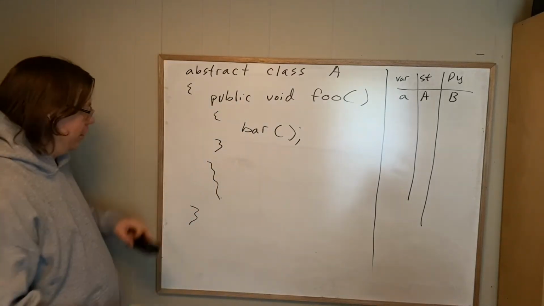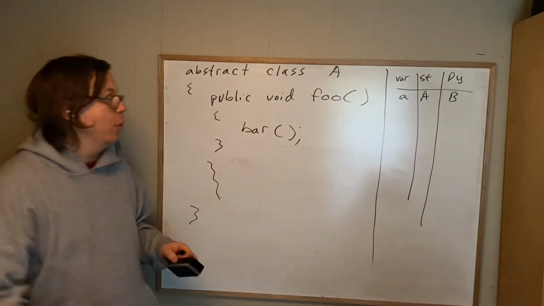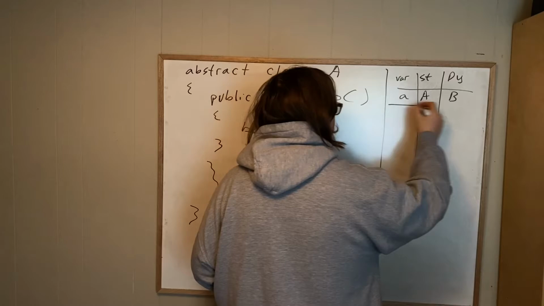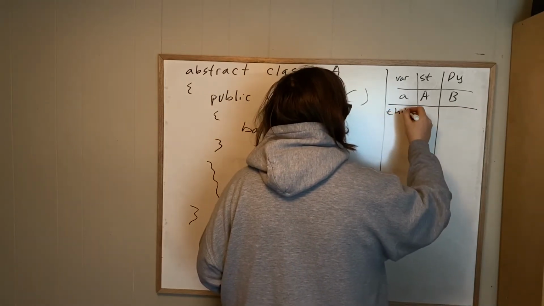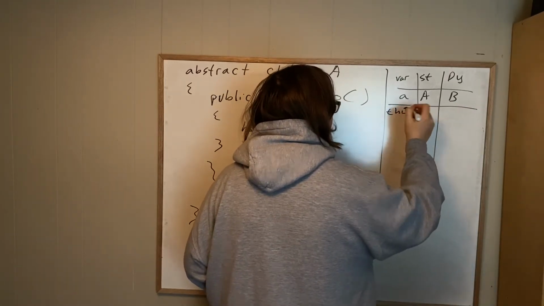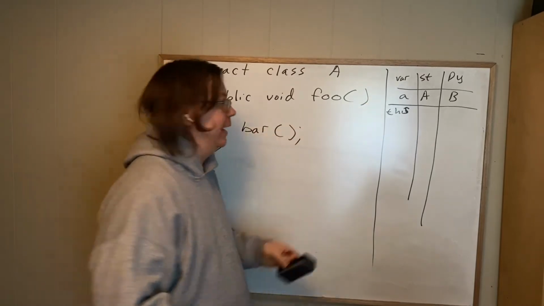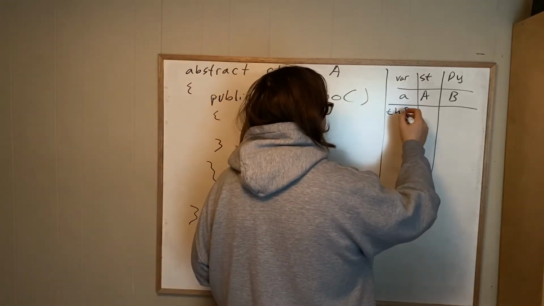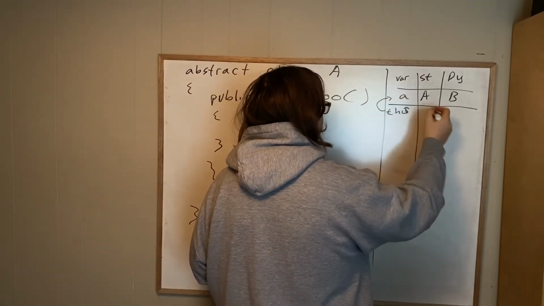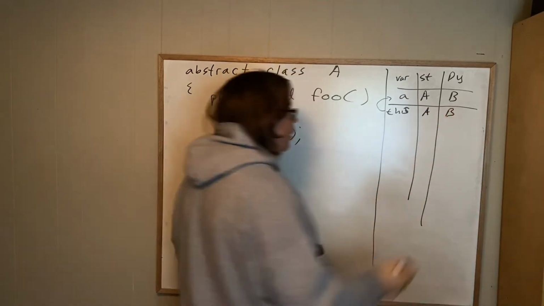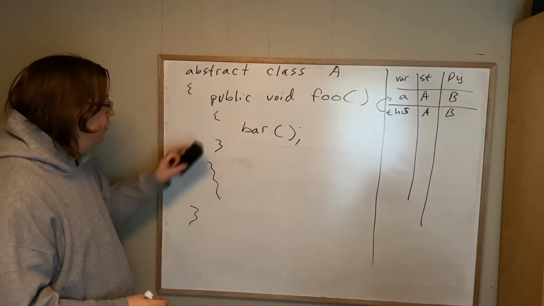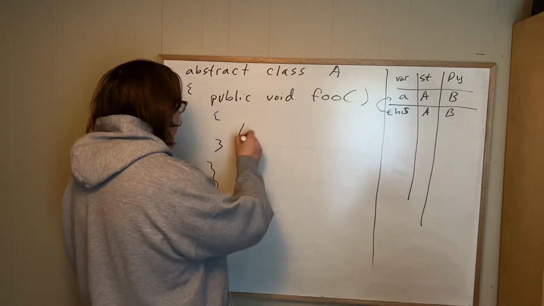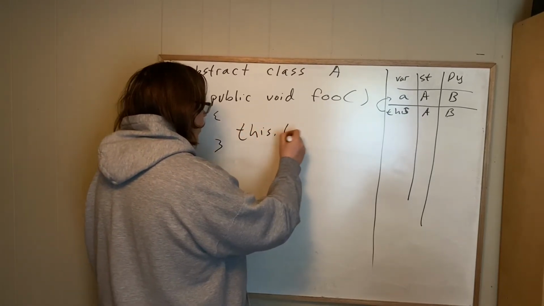Now, when we call a method, so that would be A.foo, we get a new variable. We get this. And this is actually just pointing at A. Right? So we could just say that this points at A, or we could repeat the information here. Your choice. So this here is the same as saying this.bar.